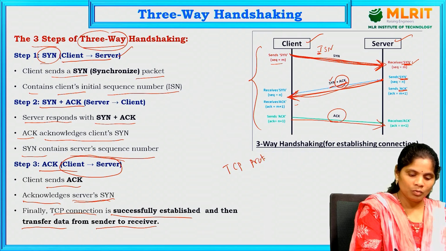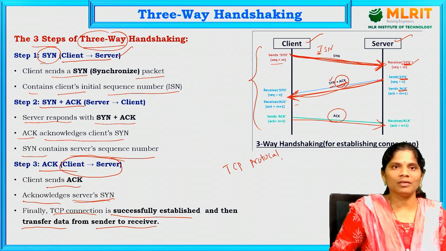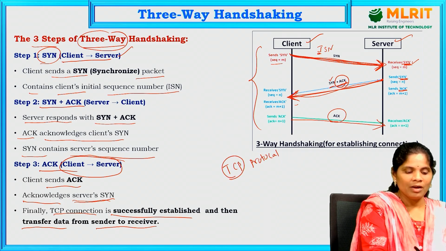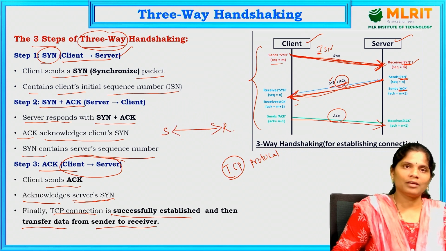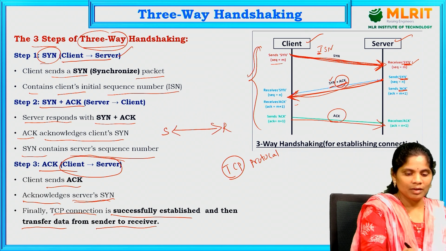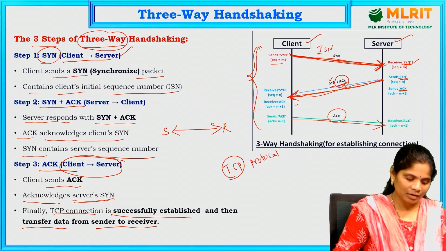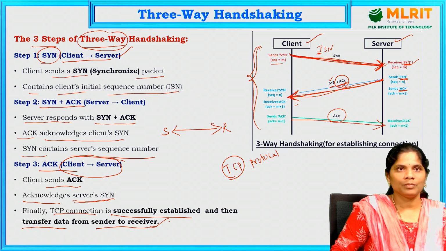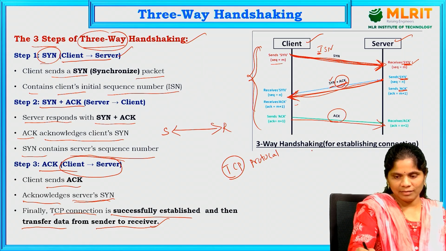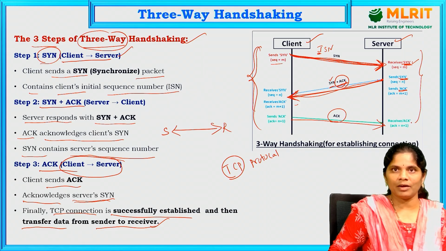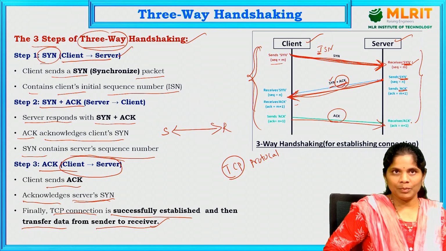When I want to transfer data from sender to receiver using TCP protocol, first I need to go through the three-way handshaking connection. Only after the successful connection will it send the data from the sender to the receiver. That is the work of the three-way handshaking method. So this is the total process of three-way handshaking method in TCP protocol.